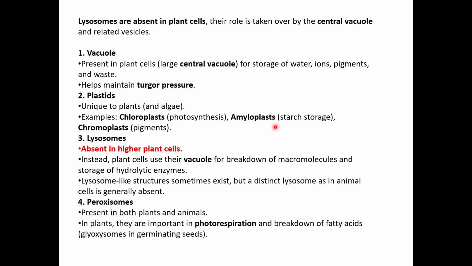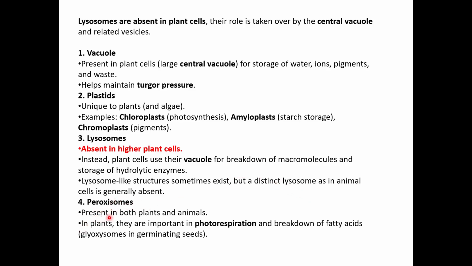Examples are chloroplasts, amyloplasts, and chromoplasts. And they are also specialized organelles which have specific functions, like the chloroplast has chlorophyll for photosynthesis, amyloplasts have starch for storage, and chromoplasts have pigments which give color. Then lysosomes are absent in higher plants. Instead, plant cells use their vacuole for breakdown of macromolecules and storage of hydrolytic enzymes. A lysosome-like structure sometimes exists, but a distinct lysosome as in an animal cell is generally not present.